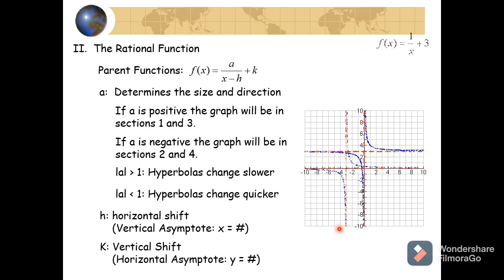Next, vertical shift naman tayo. In this case, we have f of x is equal to 1 over x plus 3. So, since ang h natin dito ay 0, then ang vertical asymptote nyo ay nasa 0. Then, ang k natin ay positive 3. Since positive 3 siya, from y-axis, punta ka sa origin, then positive 3 going up, 3 steps, 1, 2, 3, then this will be your vertical shift or horizontal asymptote. Again, since positive yung 1 natin, nandun siya sa section 1 and 3.